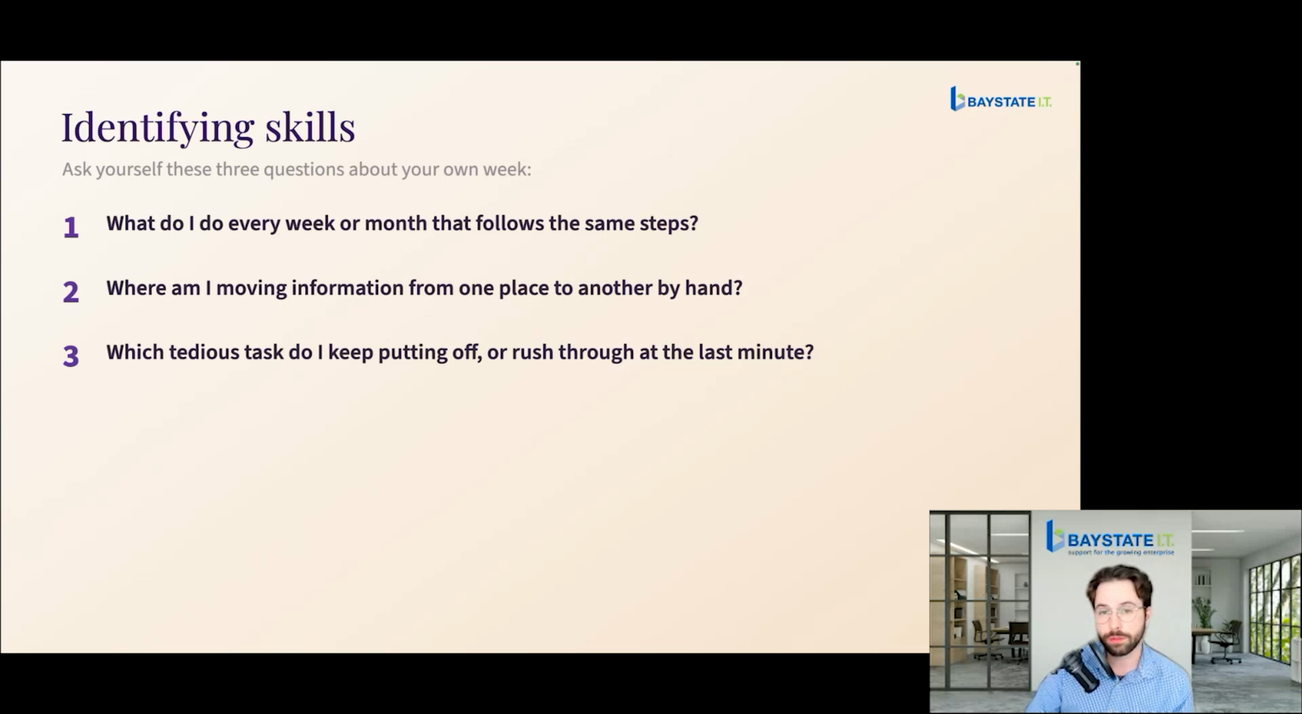Where am I moving information mechanically from one place to another by hand? So say part of your job function or role or something you do occasionally is reading through a long list of data, finding the matching data over here, and then matching those rows, extracting them, bringing them somewhere else, copying folders and files from one SharePoint location to another SharePoint location. That's a good use case for a skill.